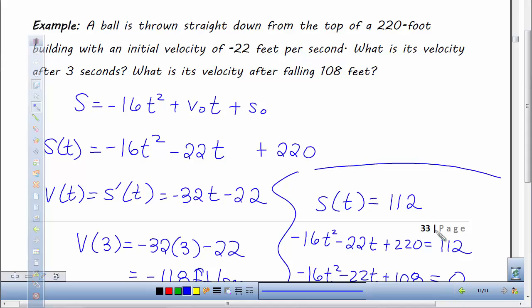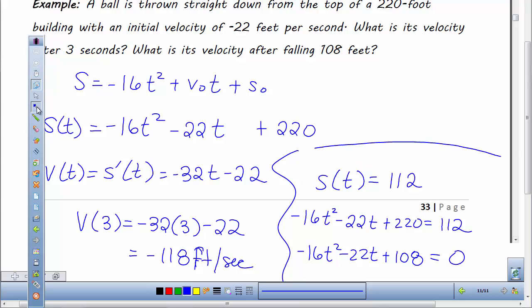I was thinking you just plug the 108 right in where the 220 is. Into right here? Yeah. Well, 108 is the position, it's not a time. Okay. All right, any other questions about this? Okay, very good.